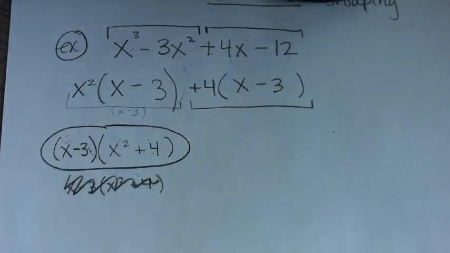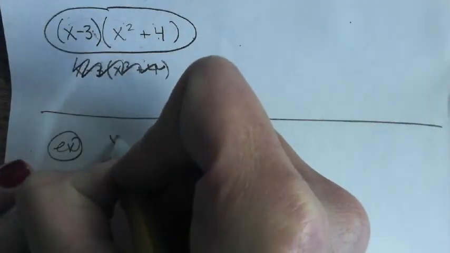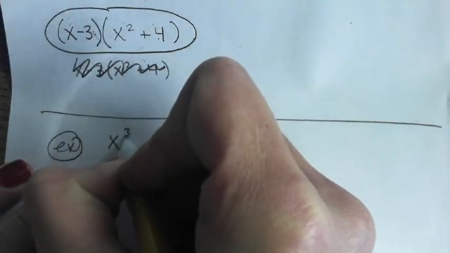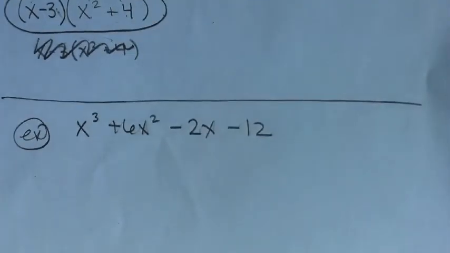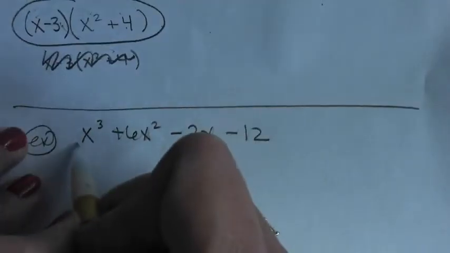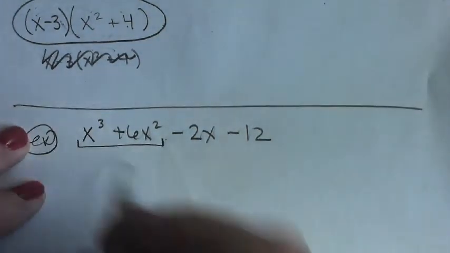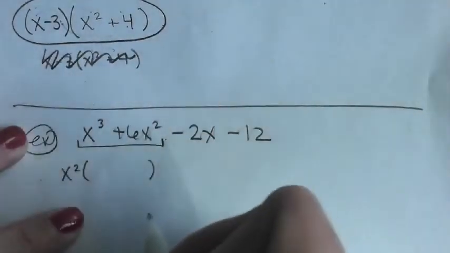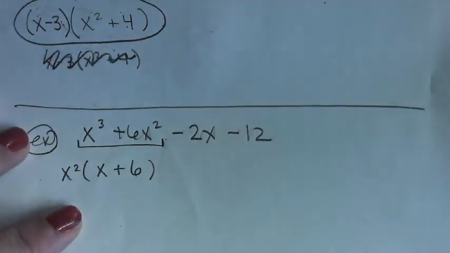Okay? We have time for one more. Write this down. X to the third plus 6x squared minus 2x minus 12. No GCF, right? So group the first 2. What's the GCF of just the first 2? X squared. What's left in parentheses? X plus 6. Very good.